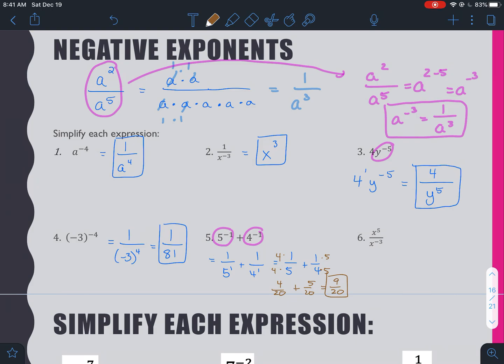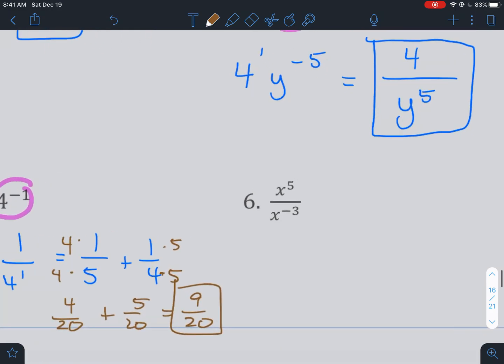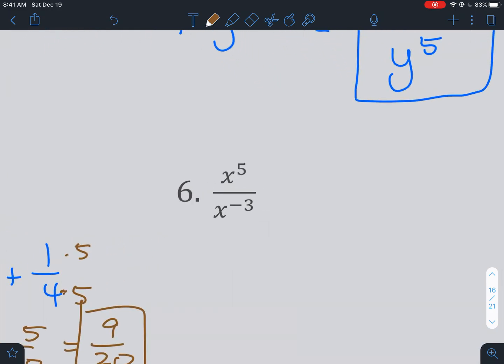On number 6, you've got 2 options. We have x to the 5th over x to the negative 3rd. You can use quotient rule if you want to. And so remember, quotient rule says you can subtract the exponents. So this would be 5 minus negative 3. And when you subtract a negative, you're actually adding. So this would be x to the 8th when you simplify.